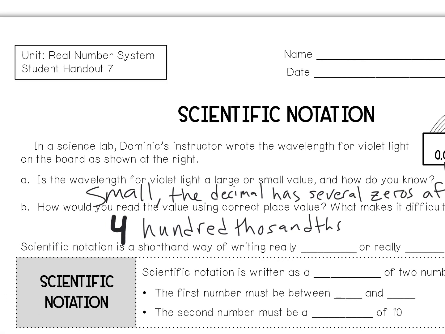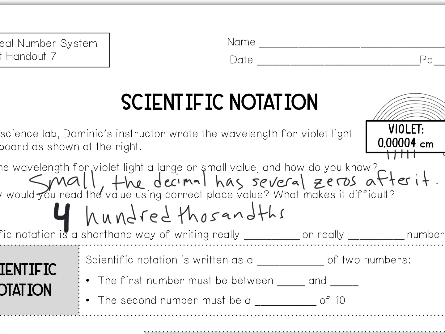100,000ths. Man. So what makes this difficult is that when we get really, really big numbers and really, really small numbers, who wants to count all those zeros before we actually understand what it is? And do any of us really even understand what 400,000ths is?